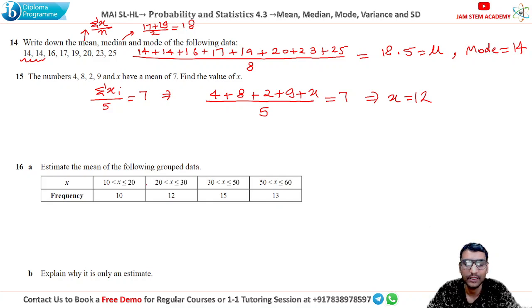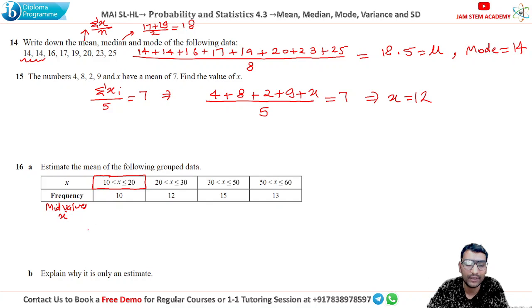Next problem says, if you have to estimate the mean of the following data. For finding the mean, what do you need to do? You have to take the sum of all data points, but this time you have an interval, you don't have an x value. So for the x value you have to find the mid values of the intervals. Take the mid value of this interval, that will be your x value or marks.